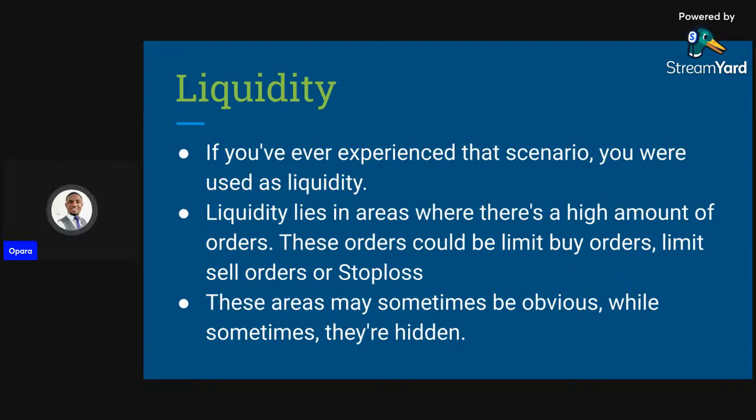Now, these orders could either be limit buy orders, limit sell orders, or stop losses. When I mean limit buy orders, I mean these are where you want to buy. Let's assume the price is at support and you want to buy. When you're placing the order, you're going to place a limit buy order. All of this you're going to understand when you watch the video on futures trading.